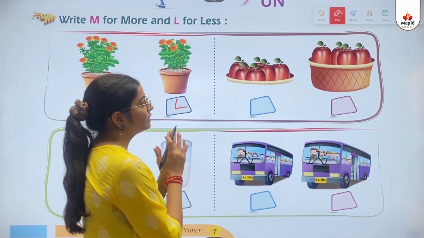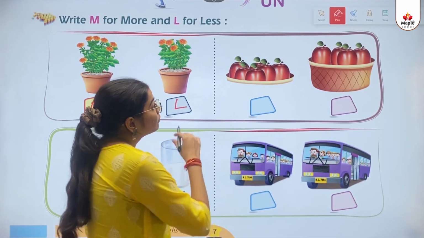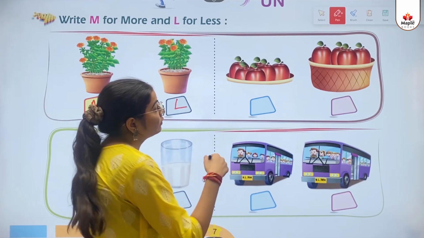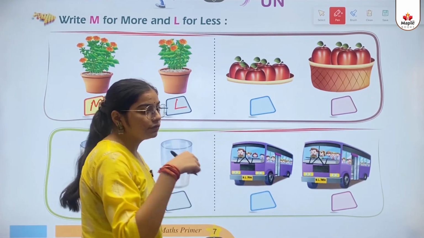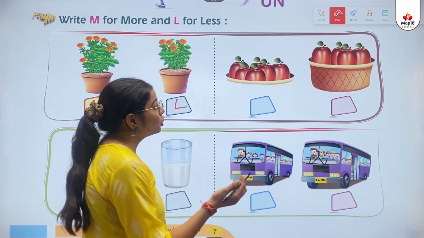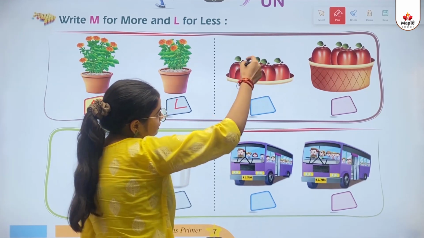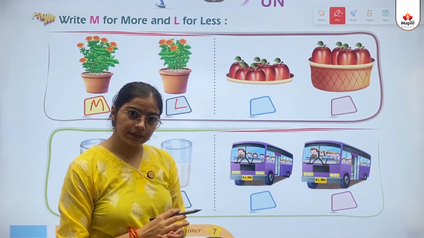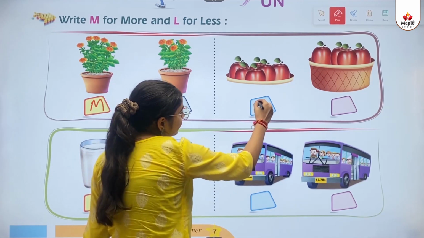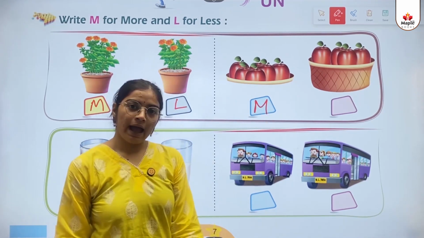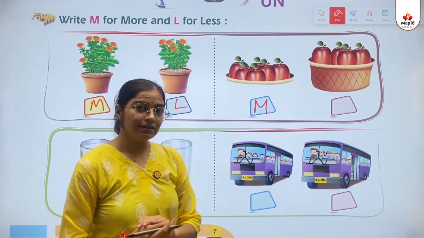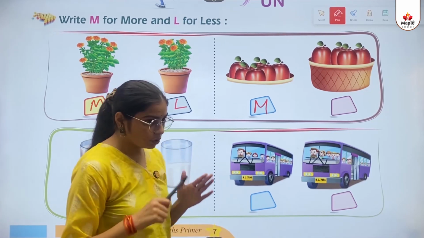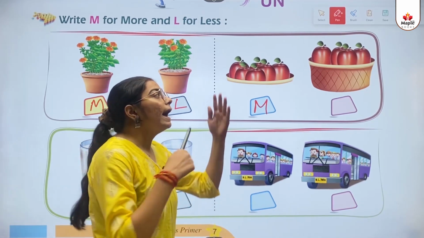In this picture, as you can see, apples are given. One with more apples and another one with less apples. So the first one is with more apples. So we'll write M here. And the other one is with less apples. So we'll write L here.